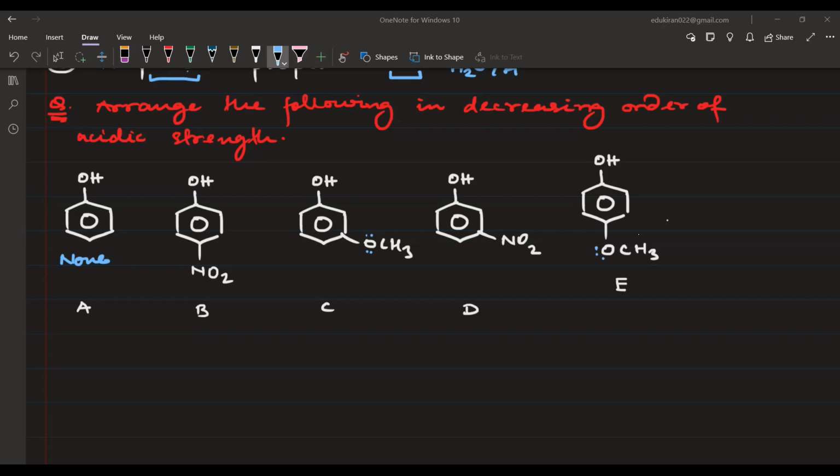Minus M or minus I. Rifat, speak properly now. Minus M or minus I. Minus M. Minus M. Okay. Okay. What about this group here? It is electron donating or electron withdrawing?